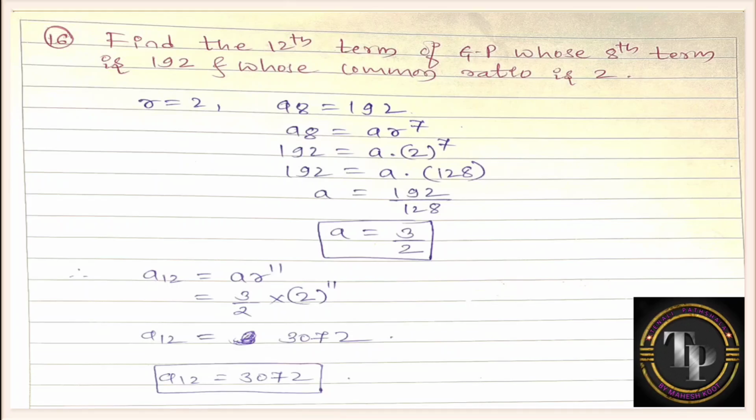So you will get 3 by 2. A value is 3 by 2. Put the value into that formula. A12 value is equal to A R raised to 11, the 12th term they are asking. A is 3 by 2, R is 2, and 11 I have written. 2 raised to 11 into 3 divided by 2. If you do it, you will get 3072. This is the correct answer for this question.